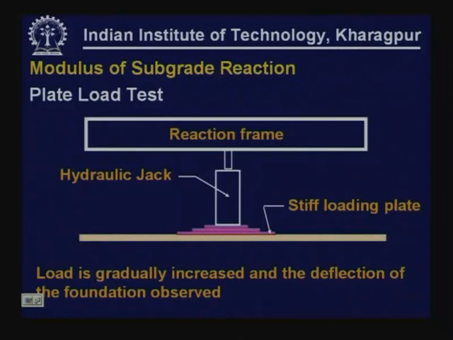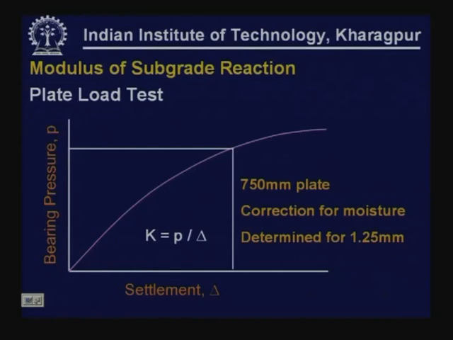If a foundation is already laid, or a trial section of a foundation is laid, a plate load test can be conducted on that. Using that, we can plot a load versus deflection diagram. The slope of this curve at a specified deflection gives the modulus of subgrade reaction. The load is gradually increased and the deflection of the foundation is observed. The ratio of pressure to settlement corresponding to 1.25 millimeter deflection gives the modulus of subgrade reaction.